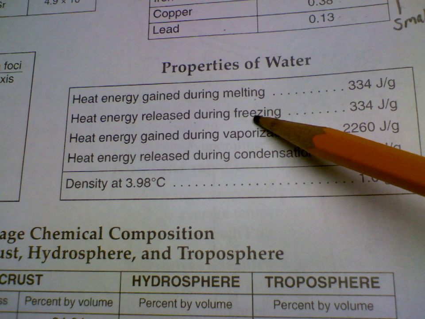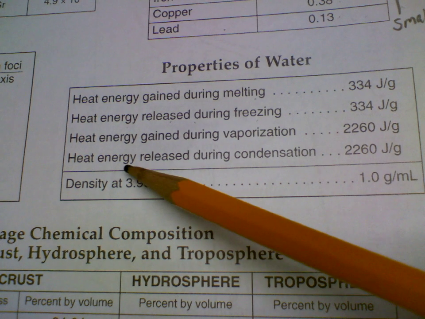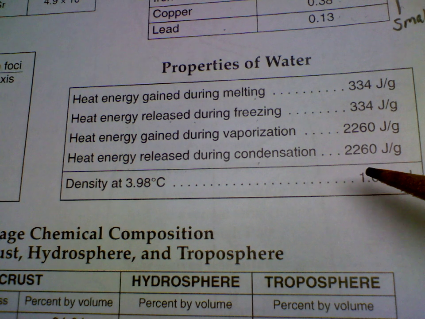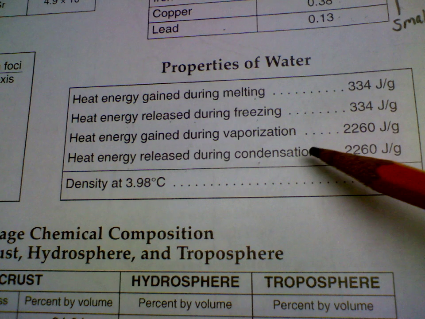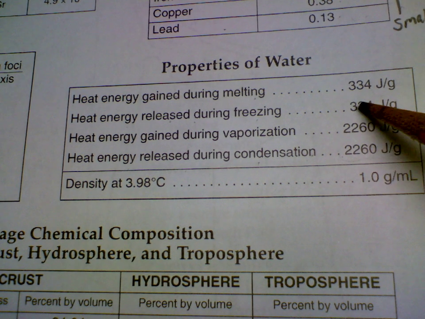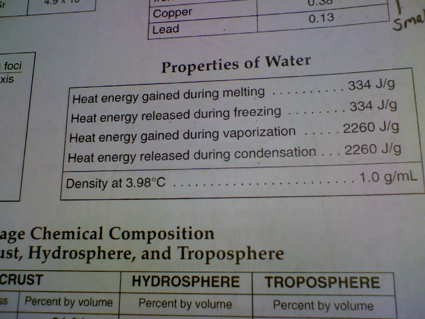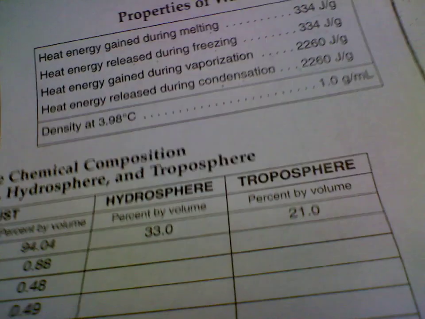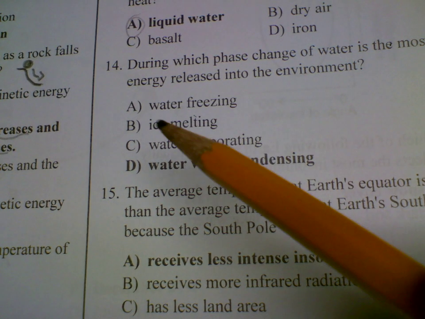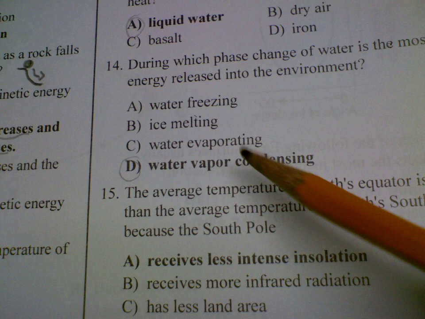Heat energy is released during freezing, and it's also released during condensation. They wanted to know which one has the most energy released. Well, you could kind of see condensation has a lot more energy released than freezing. So for this one, condensation should be the answer. Did they say condensation? Not exactly, but they did say water vapor condensing.